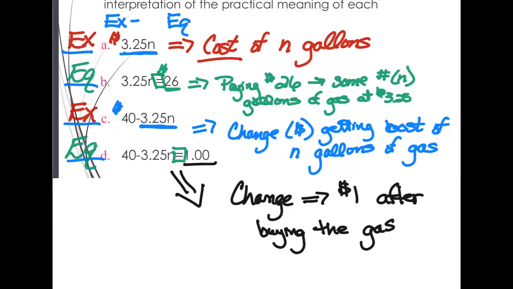Question. For letter A, the cost of N gallons, is that going to be one answer? Is it? Couldn't we buy different amounts of gasoline? Yeah. Same with the change. If you give them $40, doesn't it depend on how much gas you get? But for the equations B and D, you are getting a specific amount because you are giving them $26. You can only get so much gas for $26.